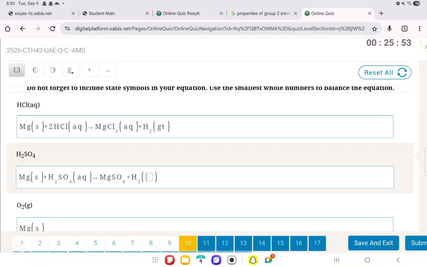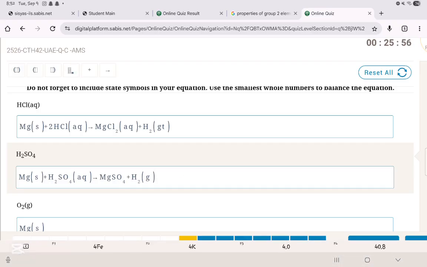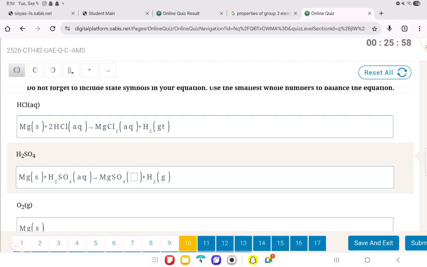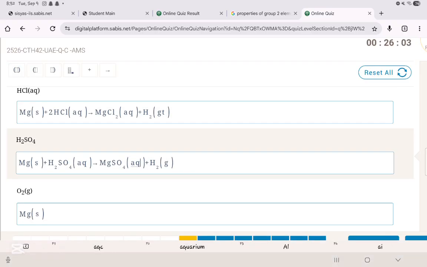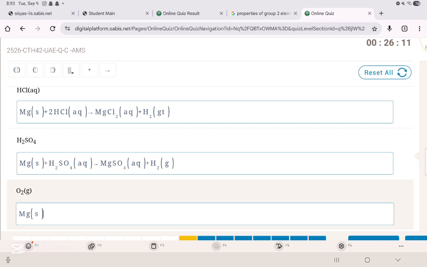Now, what is the state symbol of MgSO4? Because it's Mg, it's going to be aqueous. If it was Be, it would be aqueous. But if it's Ca, Sr, and Ba, they're going to be solids. Now, last but not least, magnesium with oxygen. We said when we react a metal with oxygen, what's the equation? It's 2 metal plus oxygen O2 will give us 2 metal oxide. So 2 magnesium solid plus O2, which is what?